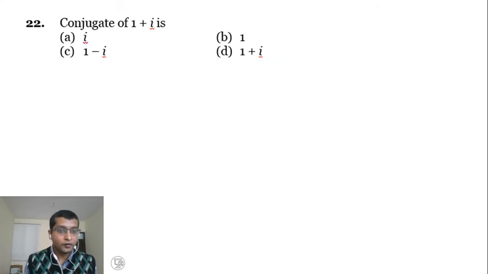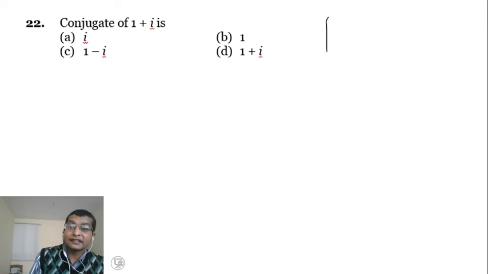Okay, so we'll move to our next example. I hope you will answer it immediately. Conjugate of 1 plus i is. So very simple. Conjugate means what? In the last class we have discussed. So the i sign we have to change it. 1 plus i.